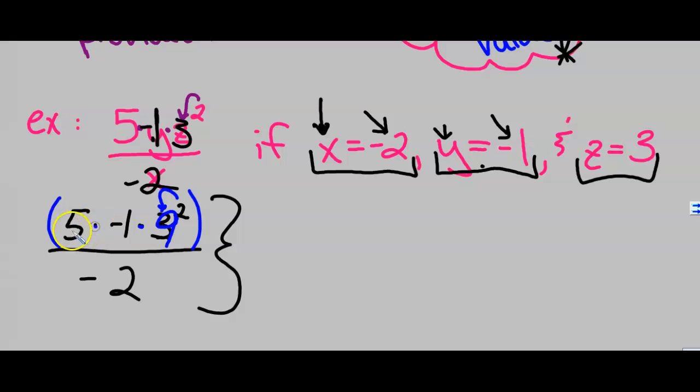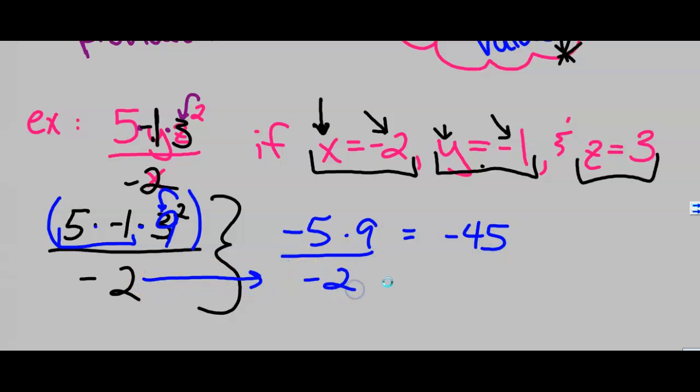Now we have 5 times -1 times 9. 5 times -1 is -5. -5 times 9 is -45. And this 2 just kind of tags along. Hey, I'm still here, is what he's saying. So now we're going to take -45 and divide that by 2.